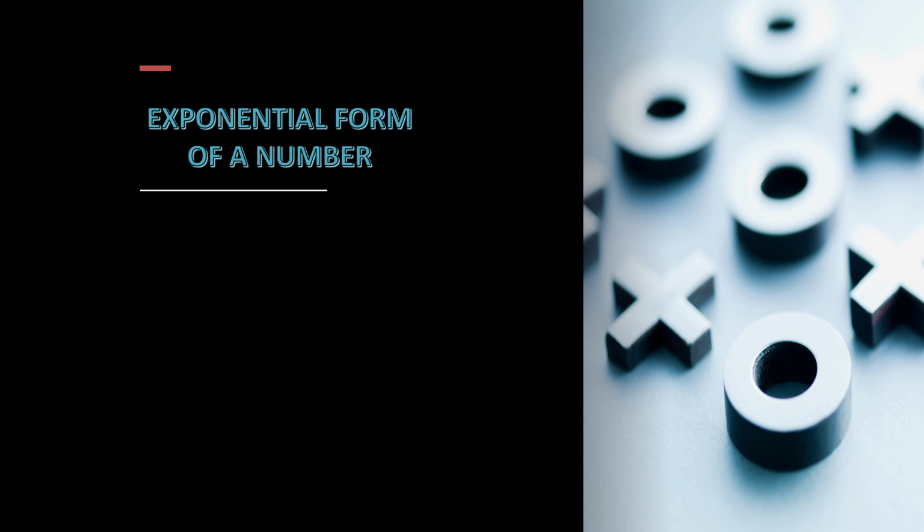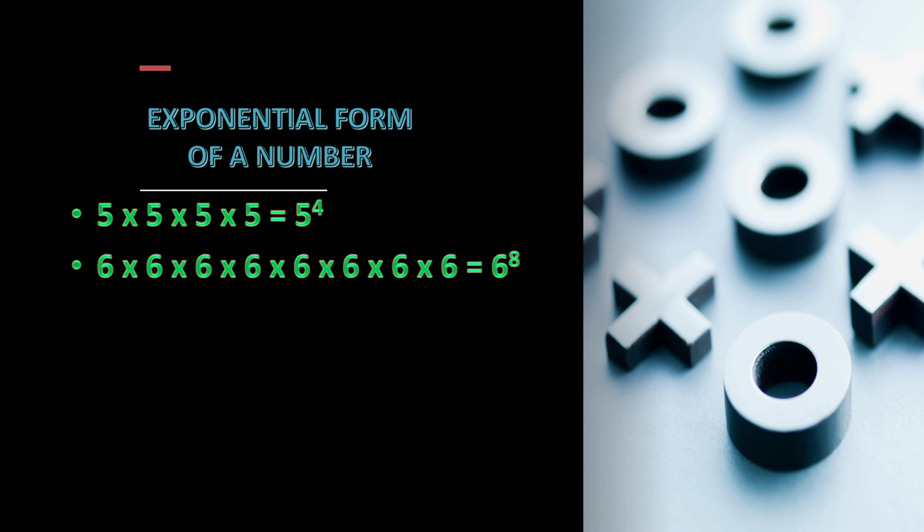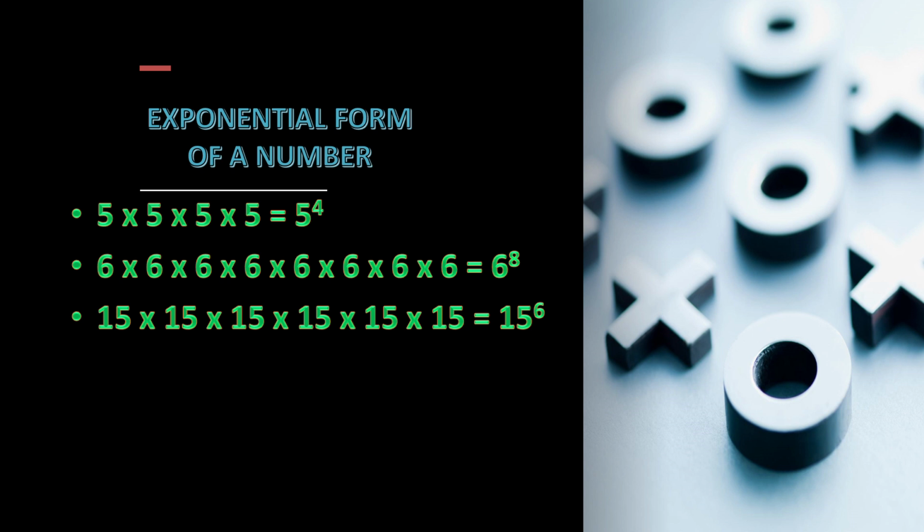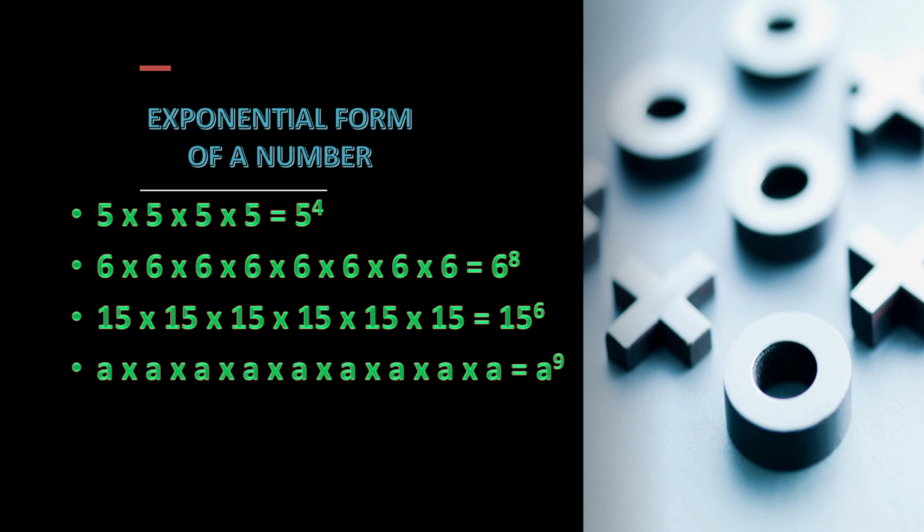Now, the exponential form of a number. Other than 10, we can write any other number also as base and power. Here 5 is multiplied 4 times. That means we can read it as 5 to the power 4, or 5 raised to the power 4. Here 6 raised to the power 8, here 15 raised to the power 6, or a raised to the power 9. That means a is multiplied by itself 9 times.